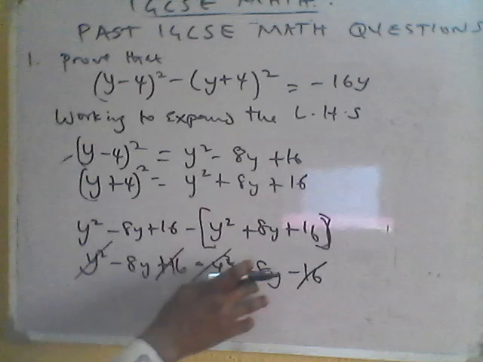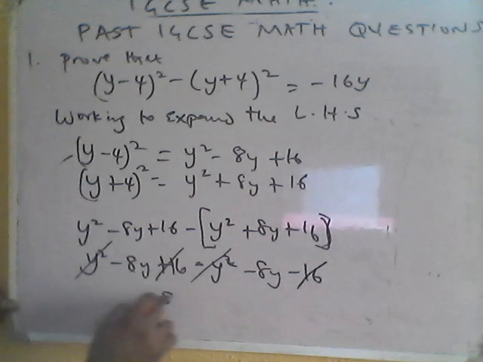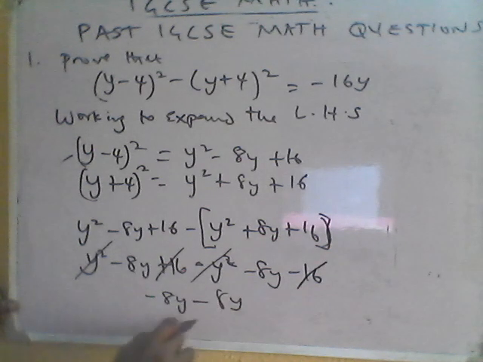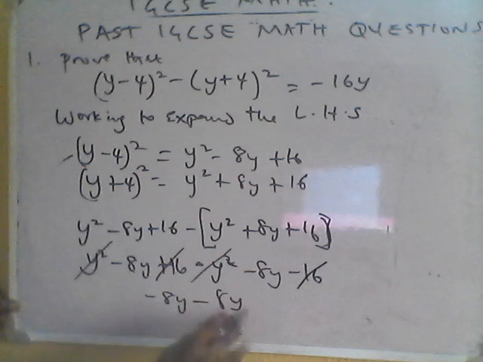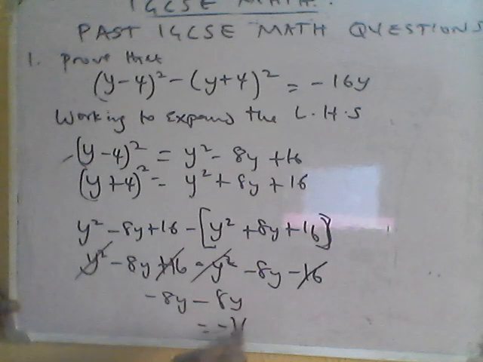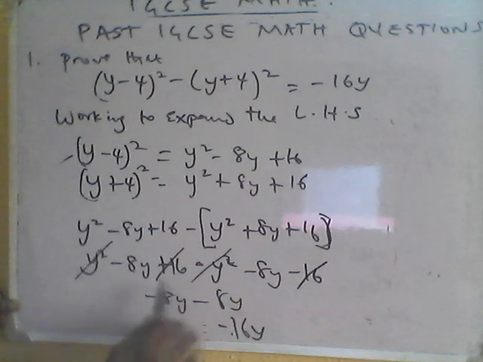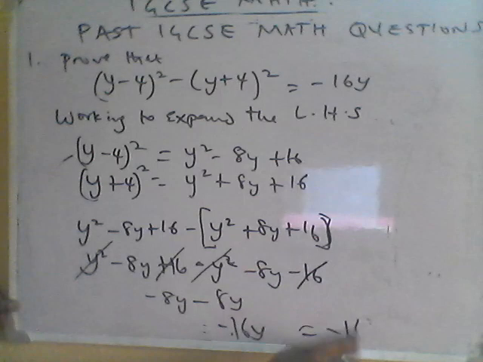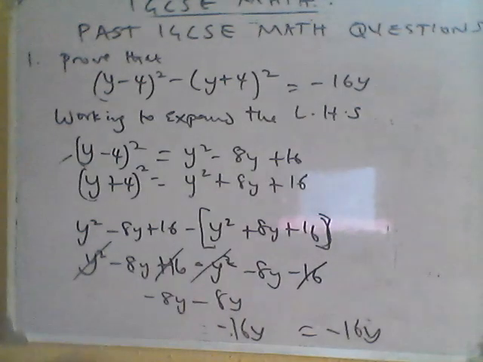So I have this and this. I have minus 8y and minus 8y. It will give me minus 16y. Minus 16y on the left hand side is the same thing as minus 16y on the right hand side. That means I've verified this. This one is true.